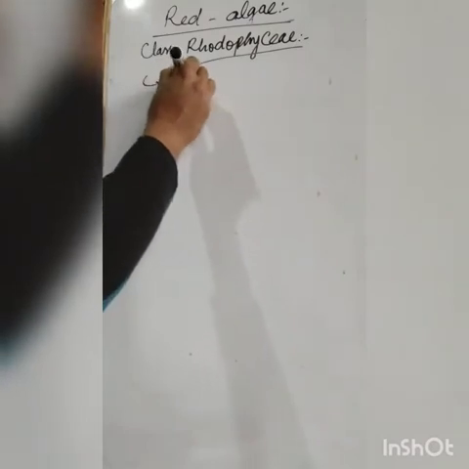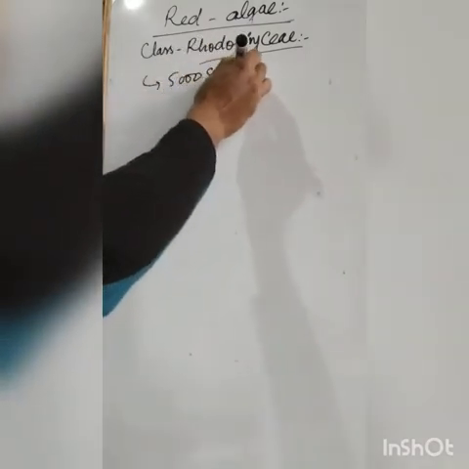Assalamu alaikum dear students. Today's topic is the next part of the algae, that is red algae, and they have been put in a class that is called Rhodophyceae. Rhodo means red and Phyceae means seaweed. So they have been called that, and there are more than 5,000 species in this class.